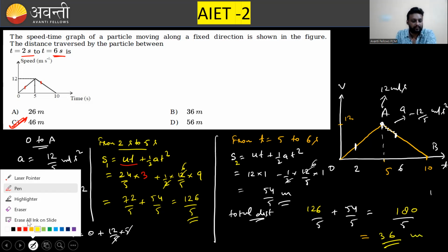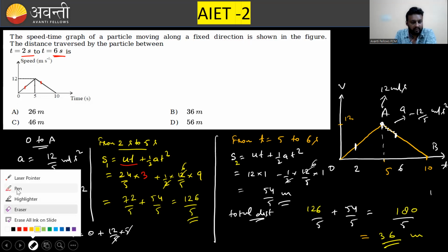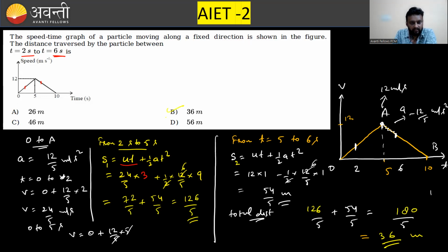So which is not option number C. This is going to be option number B, which is going to be our correct answer. So that was a silly mistake. We put a square here. That was a silly mistake. I hope you understand. Is this clear? Now moving further for the next question.